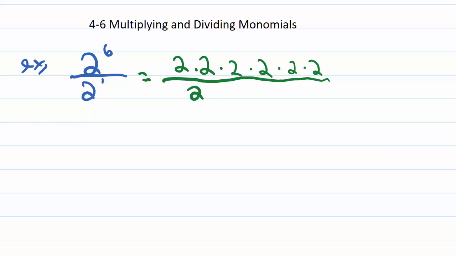And we talked about, not too long ago, that anything over itself equals 1. So this 2 over 2 is equal to a factor of 1, which gives me, when I simplify this, 1 2 3 4 5 2's multiplied together. So I'll write that as 2 to the 5th. Okay, so can you come up with a rule when you're dividing powers with like bases? What happens to the exponents? You got it.